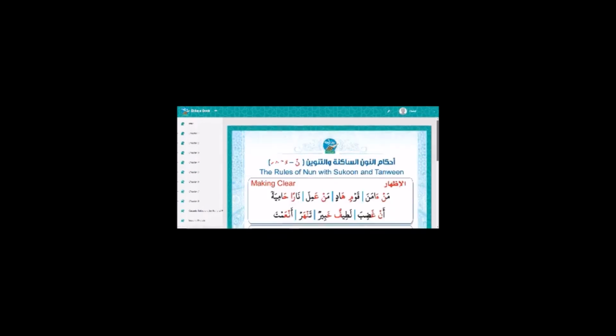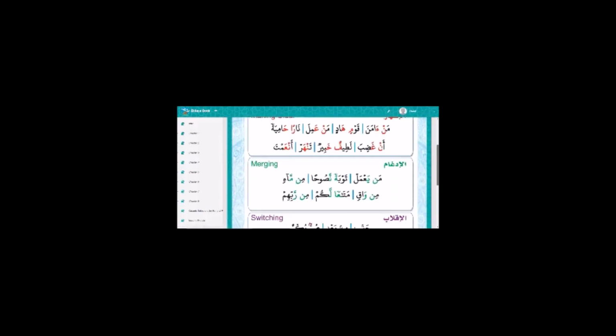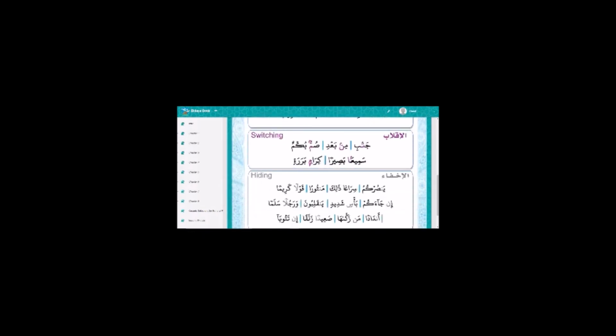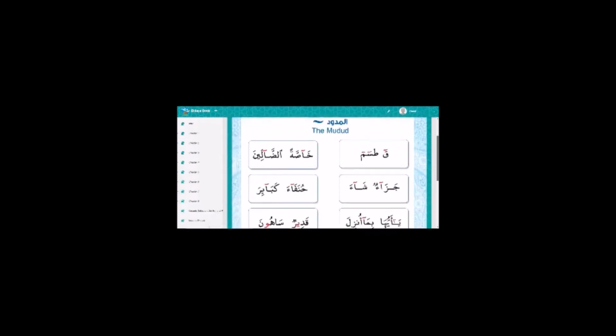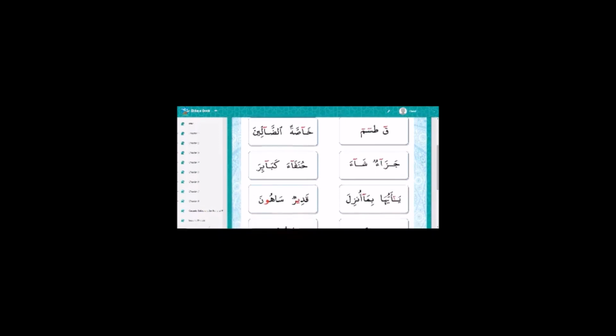Also, when teaching the rules of Nun Sakina, to make it clear for the student, if he or she struggles with just memorizing rules, they can have a practical approach by listening and repeating. For example, Idhar, or Idgham, or Iqlab, switching, and of course hiding. Also, for the lesson with mudud, this way the student can time his or herself.